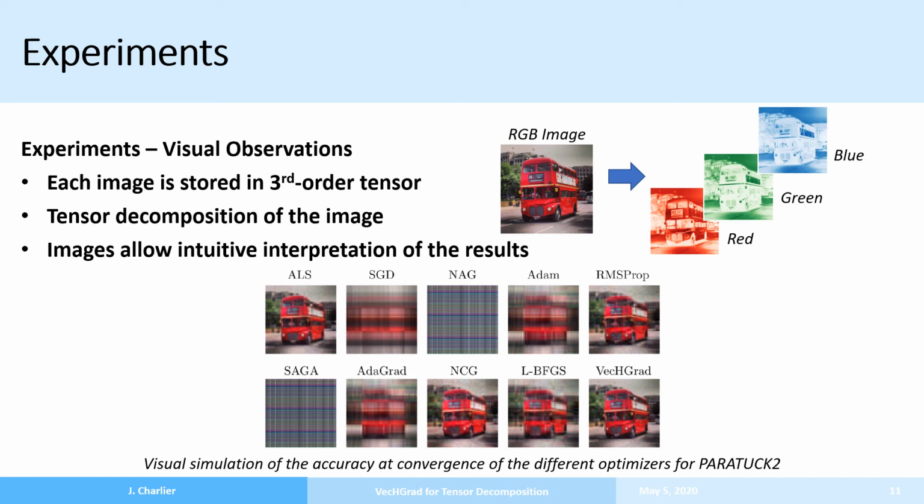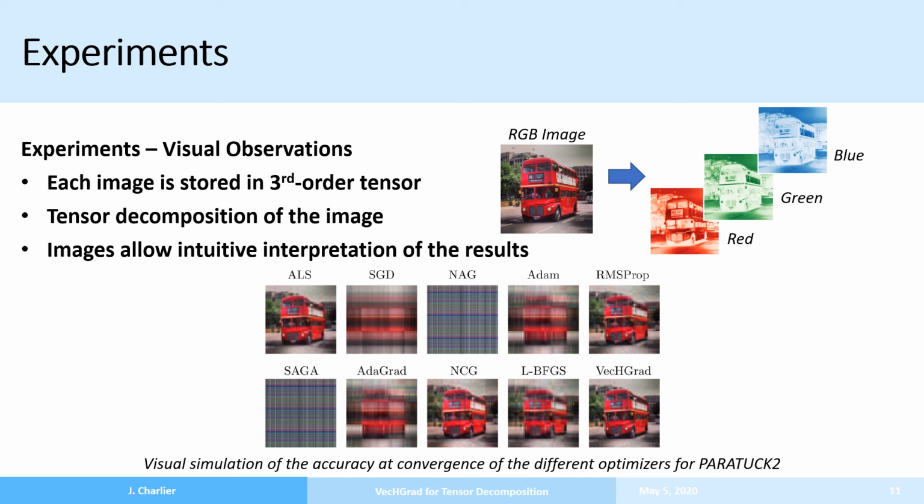Why do that on images? It's because it allows intuitive interpretation of the results. Here, if we focus on the visual observation, we can see that NAG and Saga, at the end of the minimization problem, we are not able to observe the bus in London. So it means that even though these optimizers converged, the solution we got is clearly not satisfying because it's still just noise. Other optimizers such as SGD, Adam, and VecHGrad, which are quite popular, here you can guess the shape of the bus, but it's very blurry.